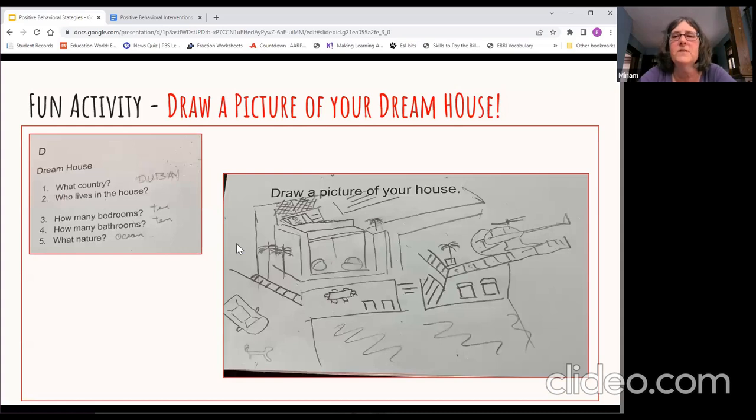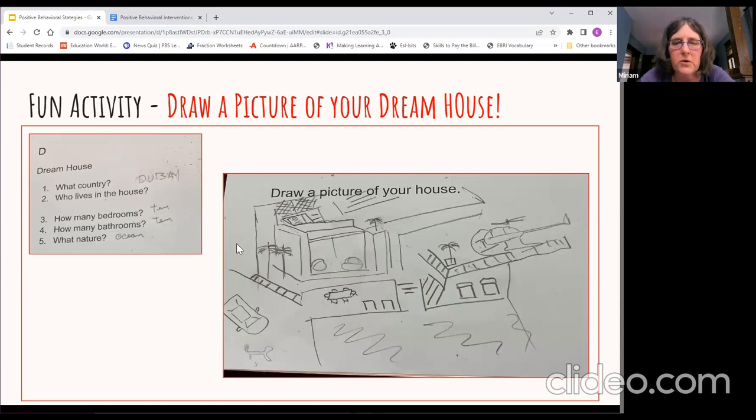So this was an example of a fun activity that I did. We were doing housing, but I thought we should think about our dream house. And this one student who is on his phone all the time got really excited, and he drew this picture in about 5 minutes. He's from Cuba, but apparently he's going to be living in Dubai in a house with 10 bedrooms and 10 bathrooms. And he will have a helicopter and palm trees and a swimming pool.